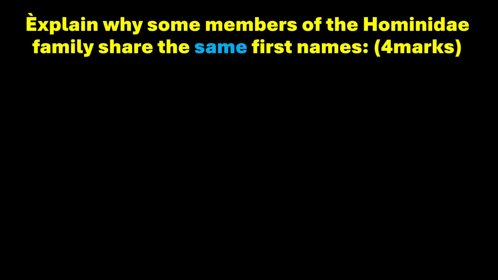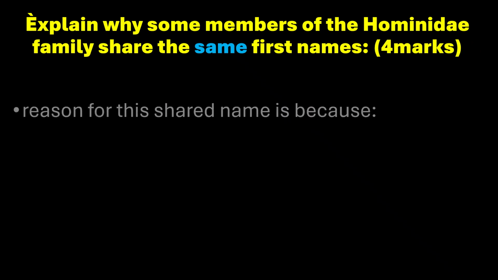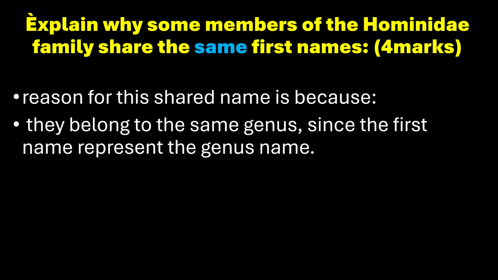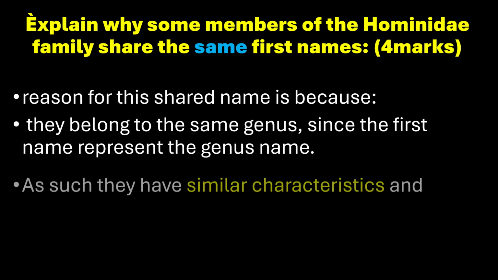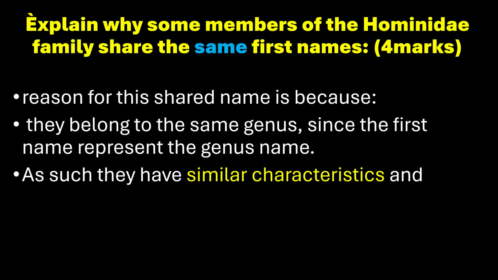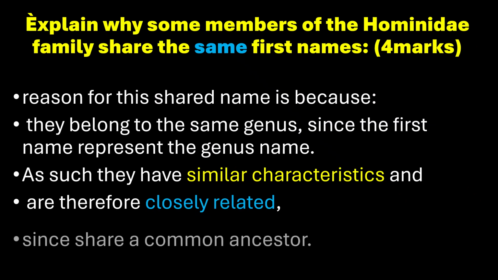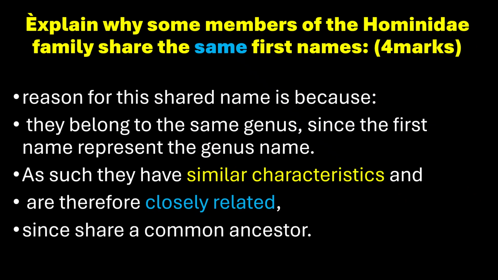All right, so explain why some members of the Hominidae family share the same first names. So here is the answer. The reason for this shared name is because they belong to the same genus, and since the first name represents the genus name. And then it goes on to say, as such, they have similar characteristics, and therefore they are closely related. And the reason is since they share a common ancestor.